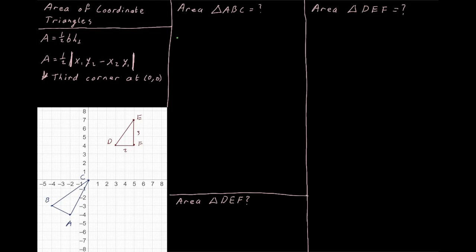Hello. Now we are going to look at how to find the areas of triangles if we're given the coordinates of their corners or their vertices. As we're going through this though, it's important to remember that we know lots about the area of triangles already.